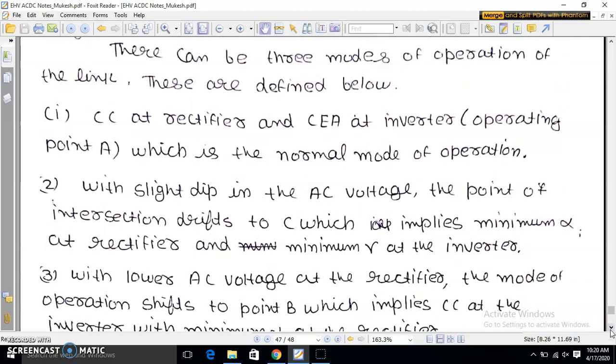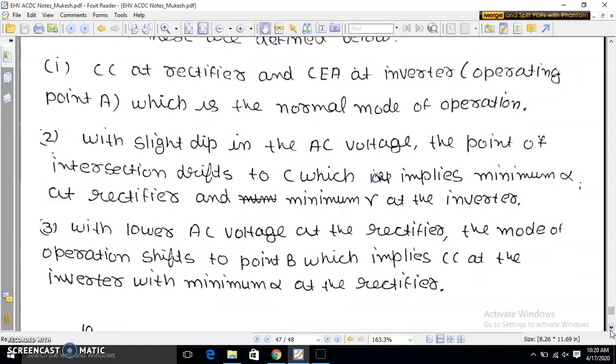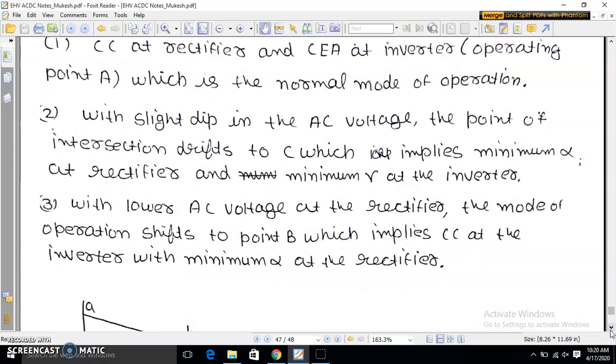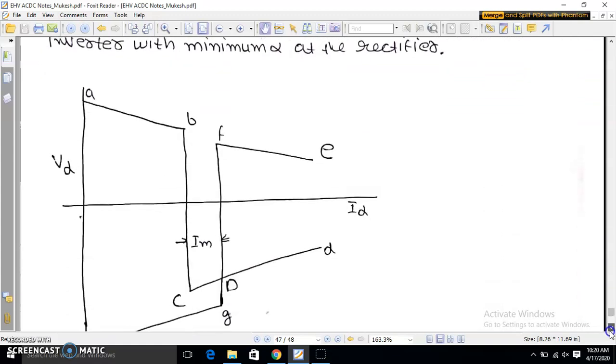Second one is with a slight dip in the AC voltage, the point of intersection dips to C, which implies minimum alpha angle at the rectifier and minimum gamma at the inverter. Third, with lower AC voltage at the rectifier, the mode of operation shifts to point B, which implies CC at the inverter with minimum alpha angle at the rectifier.